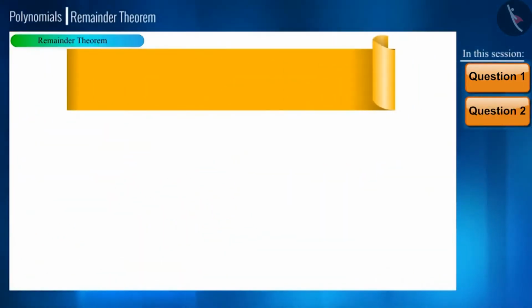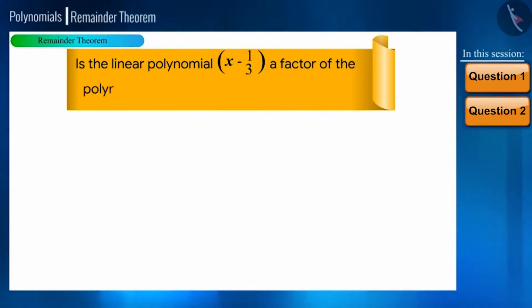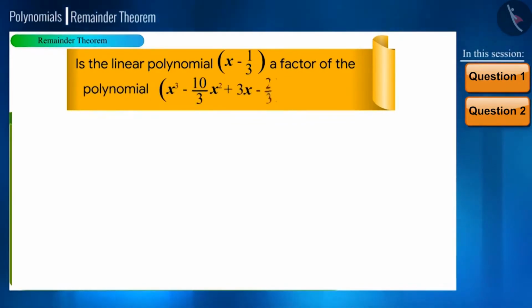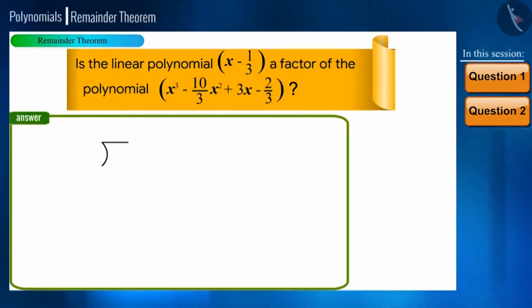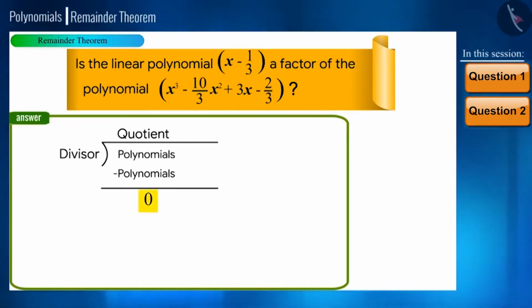Now let's move to the second question. State whether the given linear polynomial x minus 1 by 3 is a factor of the polynomial x cube minus 10 by 3x square plus 3x minus 2 by 3. If on dividing the two polynomials we get the remainder as 0, then we can say that the linear polynomial is a factor of the given polynomial.